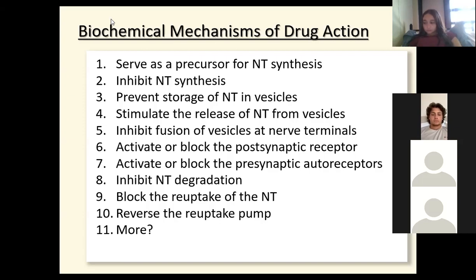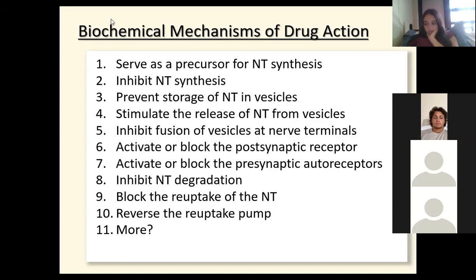Okay, stimulate the release of neurotransmitter from vesicles, and we have drugs that do that. Amphetamines will do that. Just dump all the neurotransmitter out of the vesicles into the synapse, and then they reverse the uptake pump and dump it all out of the nerve terminal.